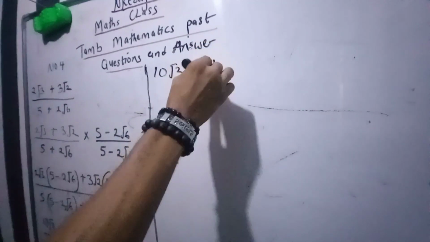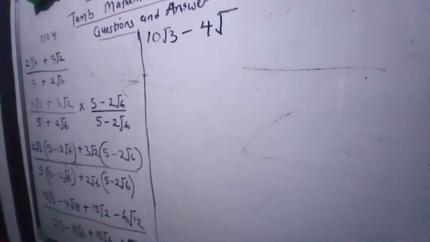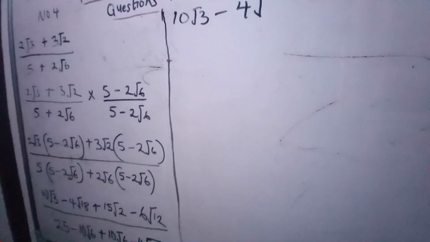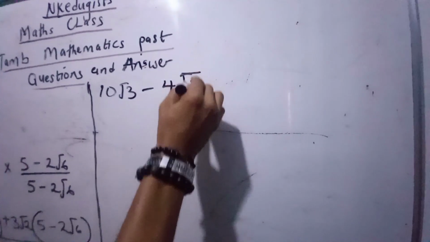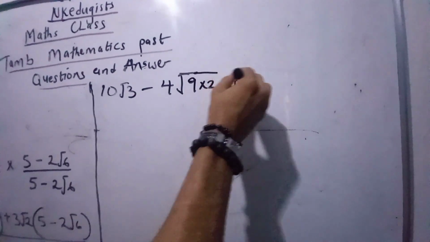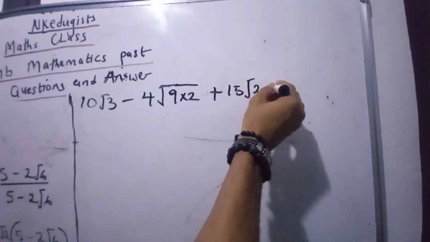minus 4 sod. What and what will I multiply to get 18? I will look for a perfect number. I will multiply another number to get me 18, and is what? 9 times 2. So 9 times 2 is 18 plus 15 sod 2 minus 6.